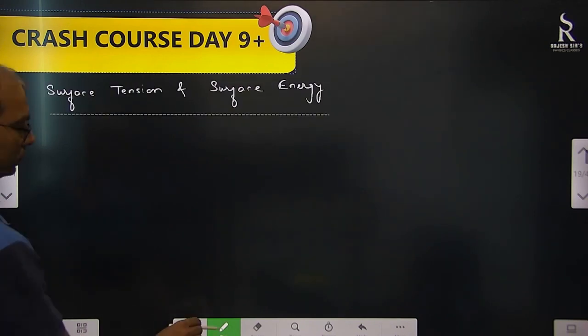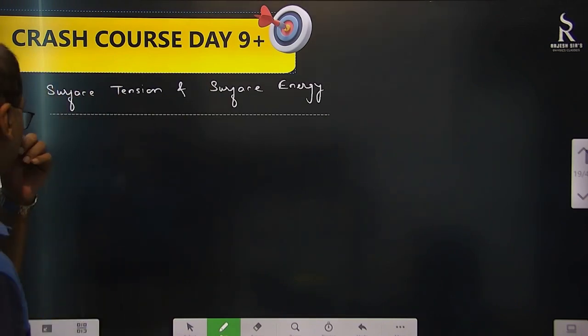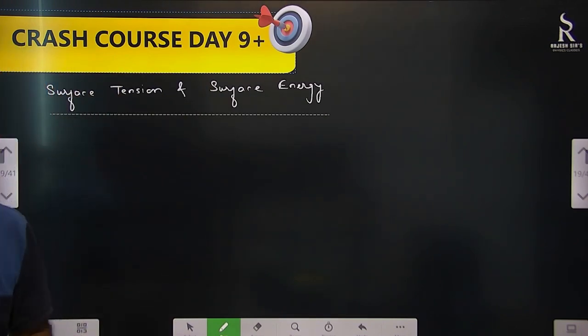Okay. Surface tension. Last topic of this chapter. Surface tension and surface energy. But before that, we'll take a 1 minute break.